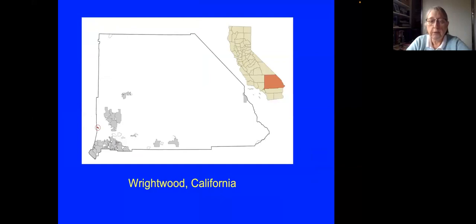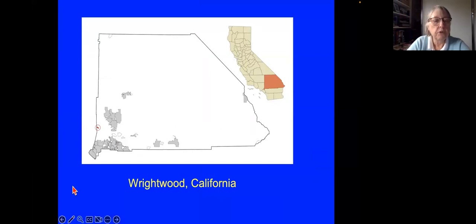So where are we? Okay, California, over on the upper right-hand corner, San Bernardino County in the orange color, and San Bernardino County is where I'm from, so the home county. And if you look at the big map of the county, notice there's a whole lot of gray. Those are the populated areas of the county. So as you can see, an awful lot of San Bernardino County has no town, no real population. It's called the Mojave Desert.